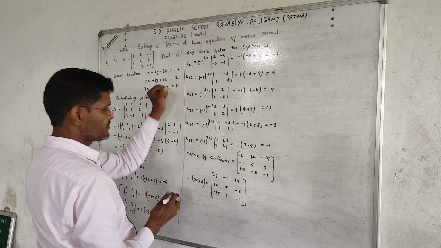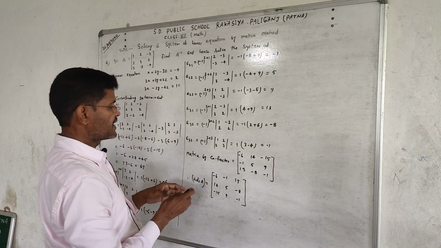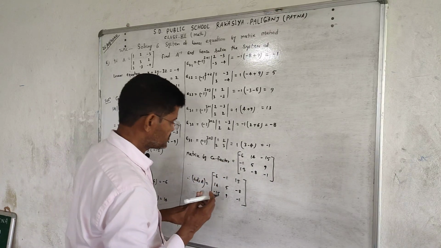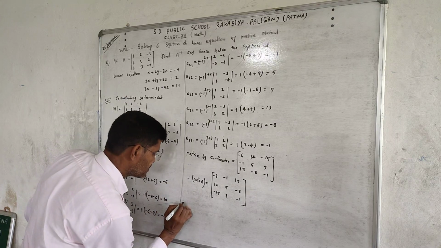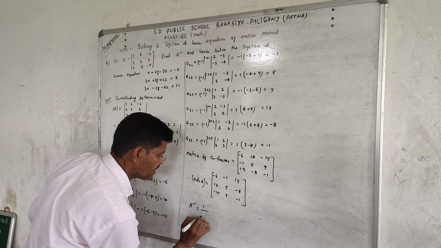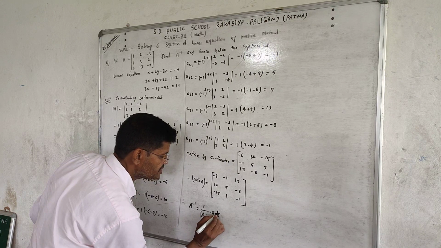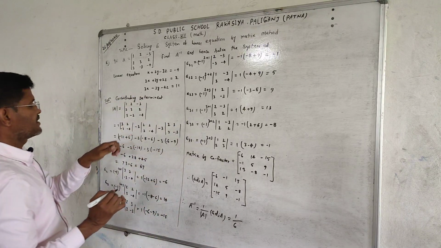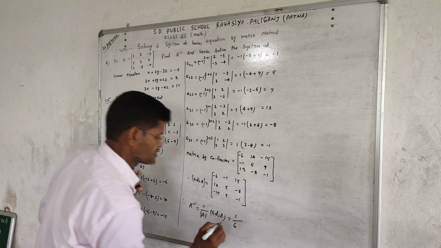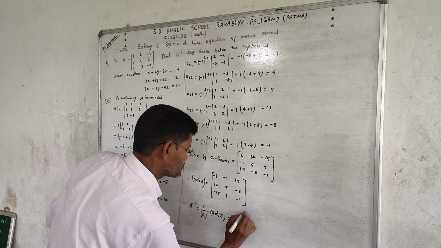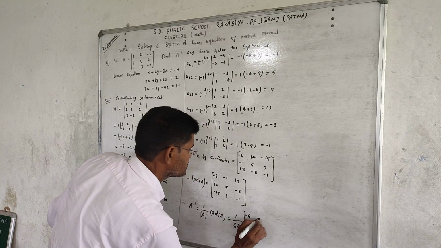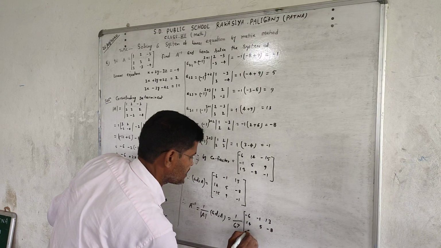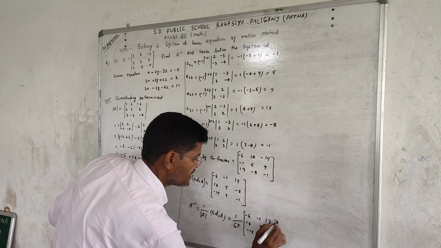The adjoint can be obtained by finding the transpose of the matrix made by cofactors. Therefore, A inverse is equal to 1 by determinant A into the adjoint of matrix A, which is equal to 1 by 67 into the matrix [-6 -1 13; 14 5 -8; -15 9 -1].